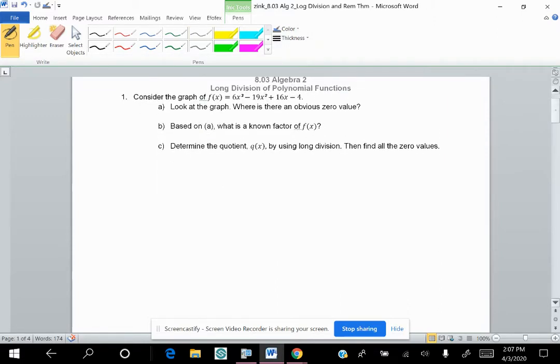All right, number 1 says, consider the graph of f of x equals 6x to the third minus 19x squared plus 16x minus 4. Look at the graph where there's an obvious 0 value. So what I want you to do is put that into your calculator. So pause right here if you need to. Go to your y1, type that in.